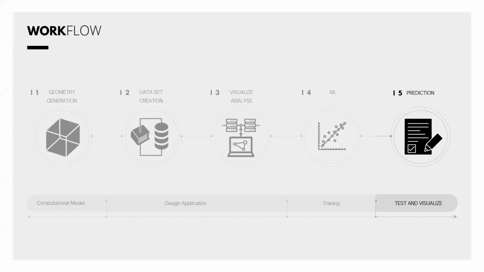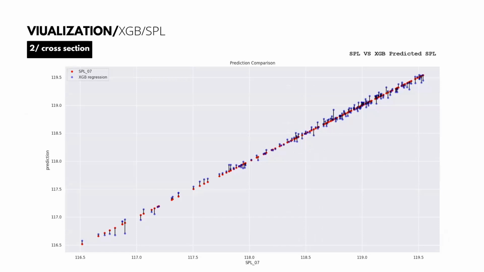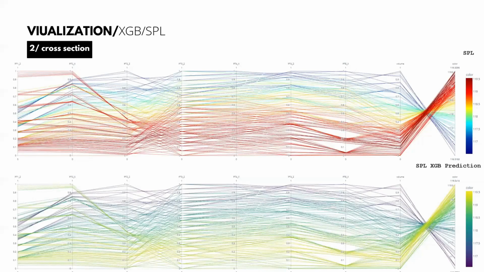Next, we're visualizing the prediction. Taking the SPL XGB prediction, comparing both the original SPL and the predicted one. Here we are plotting all the geometry features in a parallel graph with the SPL, and for the second one, with the SPL XGB prediction.